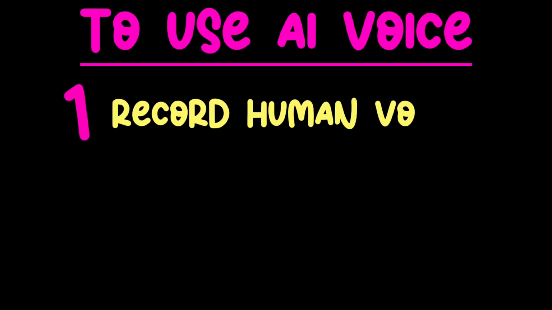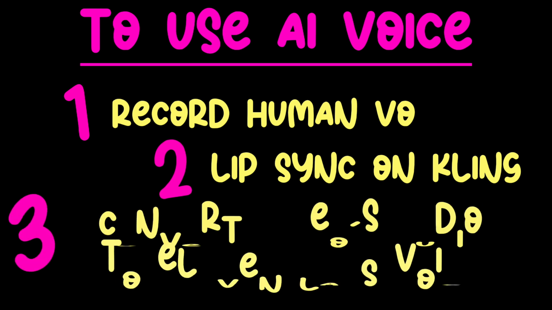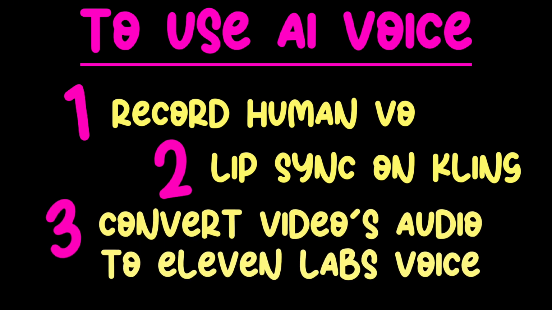So a little hack, even if you want to use an AI-generated voice, is to use your voice first, just like I did with this cat video, and then change it in 11 Labs. And then that audio will automatically be synced to the video. So there's a bonus hack for you.